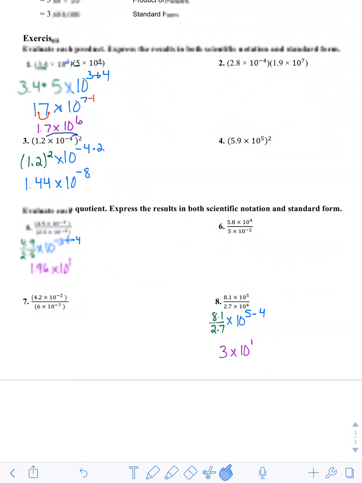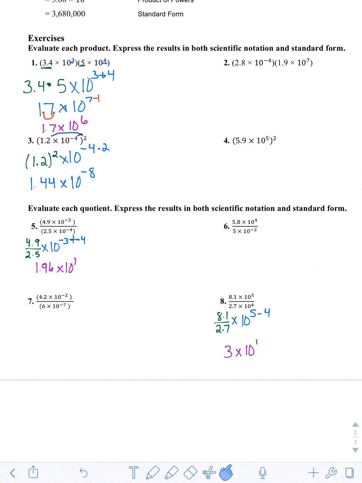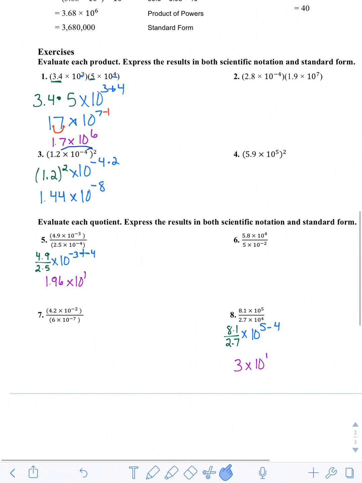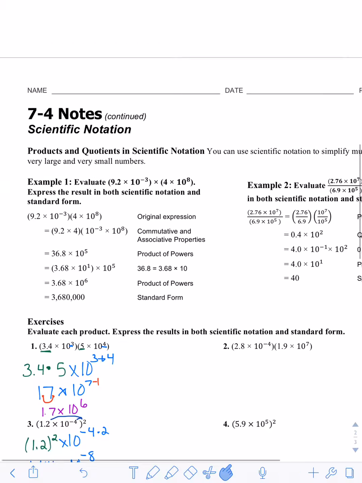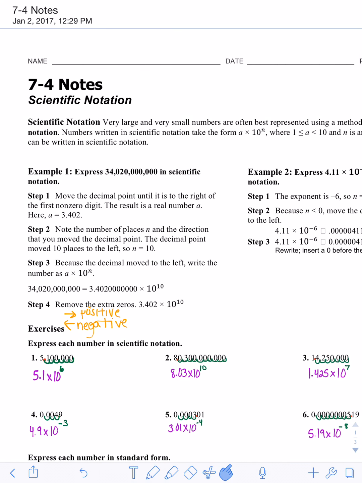All right, so again, number 6 is the exact same thing as 8, and 7 is the exact same thing as number 5. Okay, so if you need any help, the key is posted in Schoology, and hopefully this video helps you out.